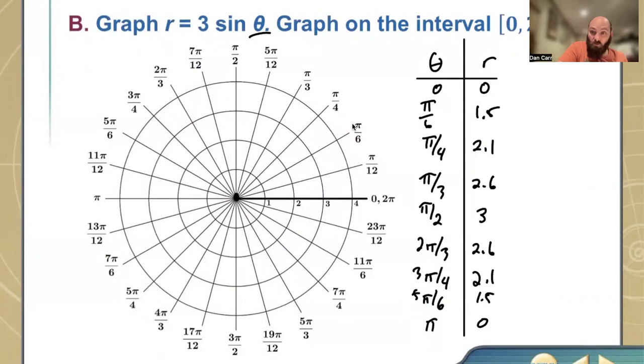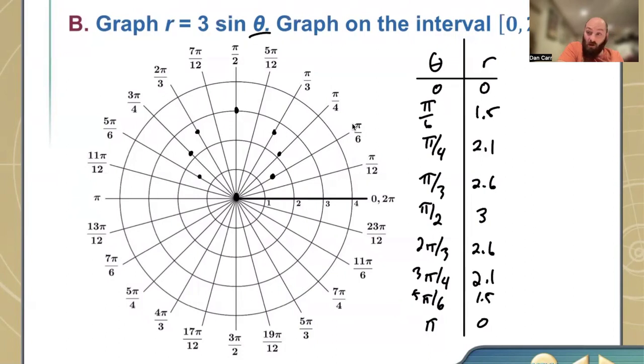Now I'm going to plot these points. Pi over 6 is at 1.5. Pi over 4 is 2.1, a little bit past that. Pi over 3 is 2.6, a little bit past the halfway mark. Pi over 2 is at 3, right here. Then 2 pi over 3 is at 2.6, 3 pi over 4 puts me at about 2.1, and 5 pi over 6 puts me at 1.5, so it'll be right about here.